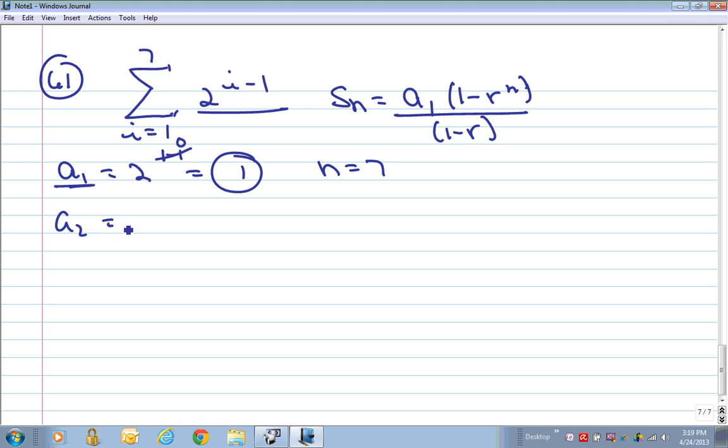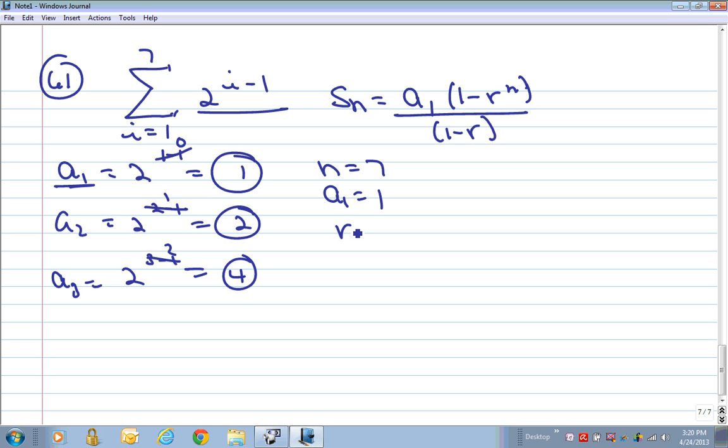For a sub 2, we're going to have 2 raised to the 2 minus 1 power, which is 1. 2 to the first power is 2. And let's go ahead and find a sub 3. So that will be 2 to the 3 minus 1, which is 2, and 2 times 2, which would be 4. It almost looks like we're doubling our values each time. All right, but we found the first term, which is 1, so we have a sub 1, which is 1, and now we just need r.